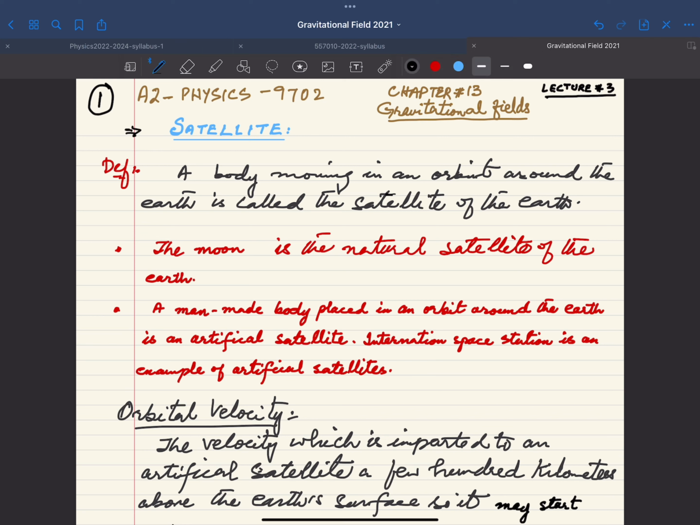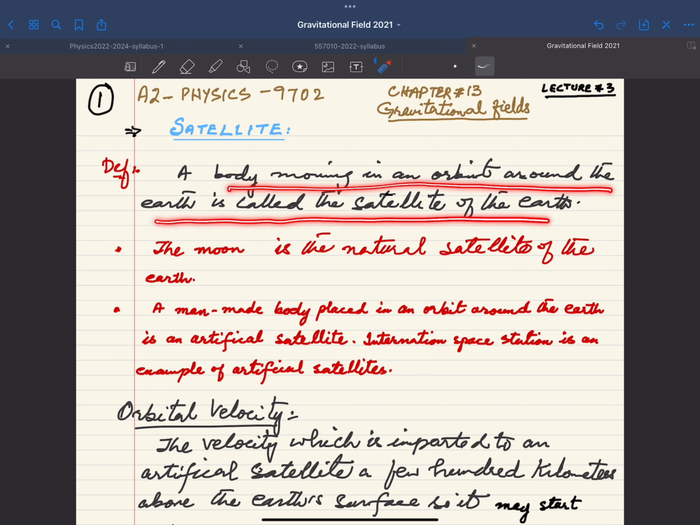When you define the satellite, simply you can say that a body moving in an orbit around the earth is a satellite of the earth. So a body moving in an orbit around the earth is called the satellite of the earth.